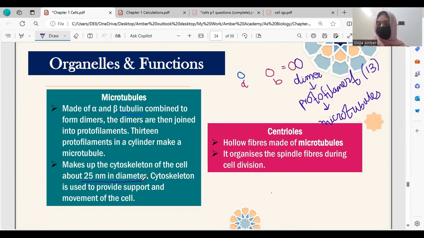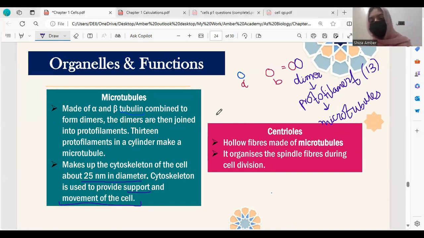So cytoskeleton, and what exactly is the cytoskeleton made up of? It is made up of microtubules. So cyto means cytoplasm, and skeleton means the skeleton that we also have. So cytoskeleton is the skeleton of the cytoplasm, which provides support and movement to the cell. So far, are we clear? Yes, miss.